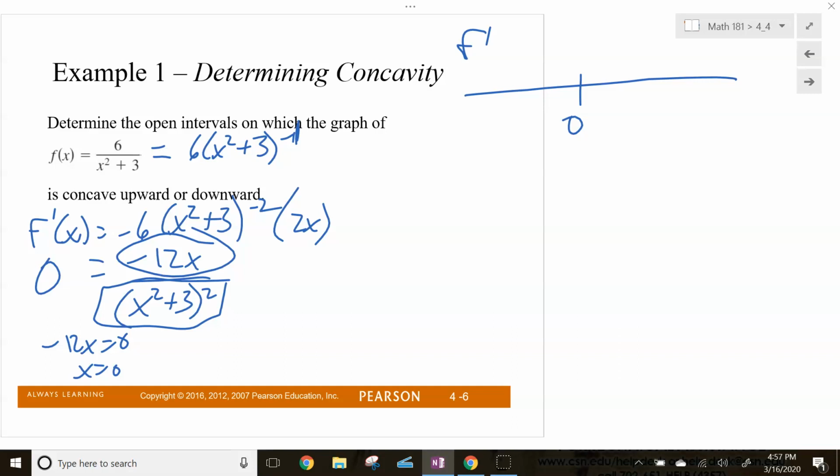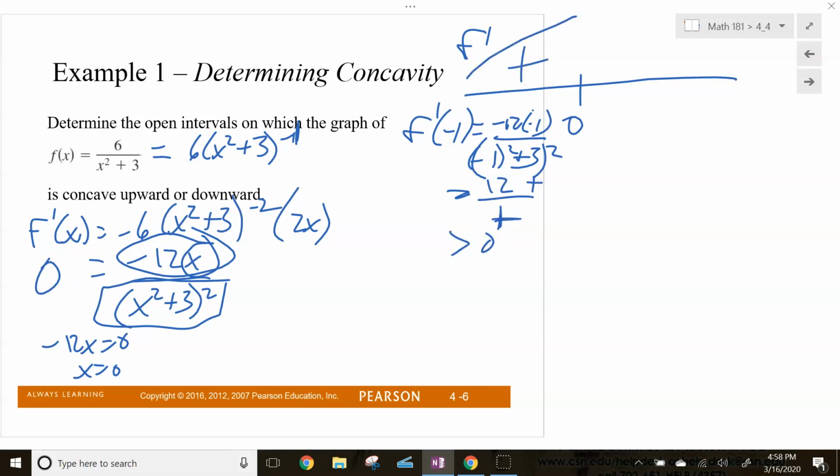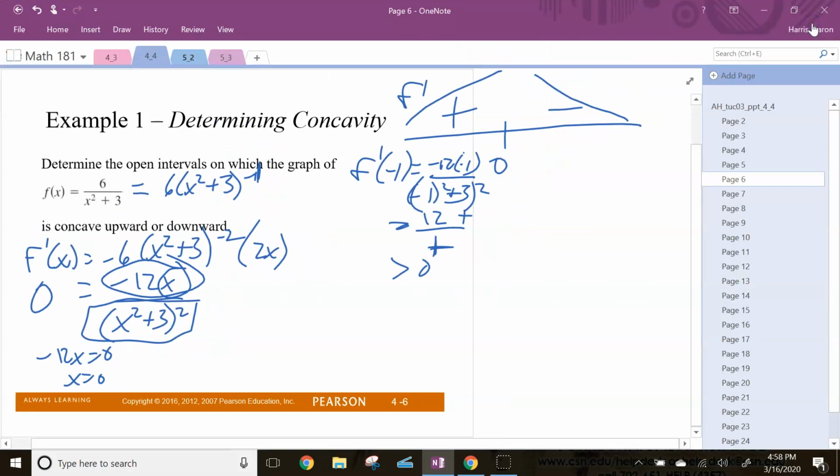We'll throw in something to the left like a -1. Then you got a -12 times a -1. So you got +12. Plug it, bottom's always positive. All right, so f prime of -1, you got -12 times -1 over -1 squared plus 3, squared. Again, the bottom is always positive. You got 12 over, this is always positive. So you got a positive over a positive, this is always positive. So the function's increasing. Plug in 1, you're going to get that thing to be decreasing. And then you're going to run through, now we're going to take the second derivative.